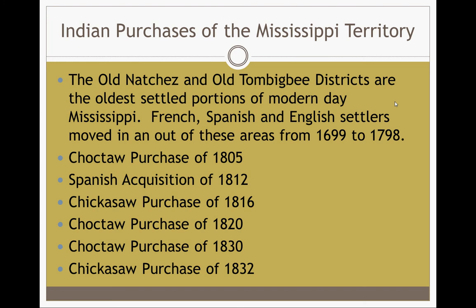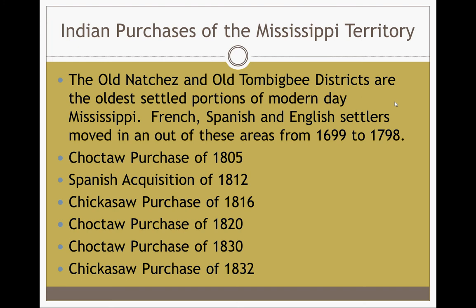But then we had other purchases. We had the Choctaw Purchase of 1805. We had the Spanish Acquisition of 1812. Remember we had a War of 1812? Yeah, that's what we got out of it. We had the Chickasaw Purchase of 1816. That's much of North Mississippi. Then West Mississippi. Choctaw Purchase of 1820.